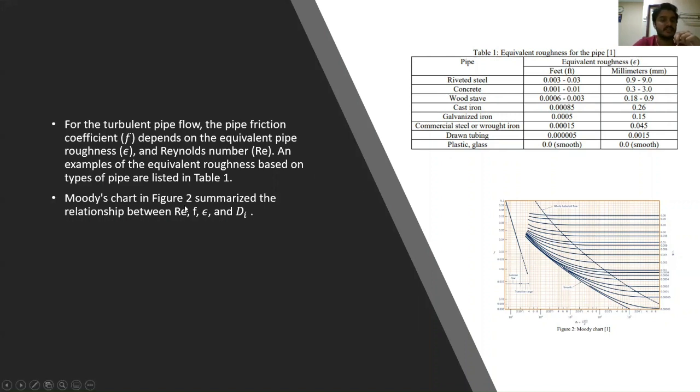Moody's chart in figure 2 summarizes the relationship between Reynolds number, friction factor, pipe roughness, and internal diameter. As you can see here, using this Moody's chart, we can find the Reynolds number, friction factor, and pipe roughness very easily.